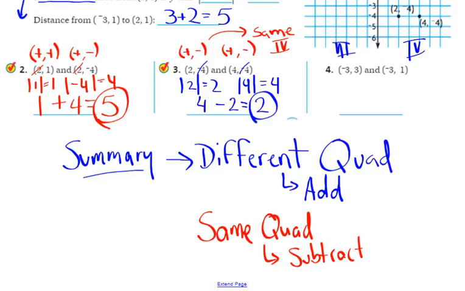All right, let's look at question 4. I have a negative 3, comma 3, and a negative 3, comma 1. What I'd like you to do is pause the video, complete this one on your own, and then I'll walk you through the process just to review it.